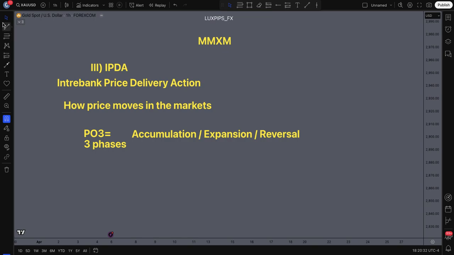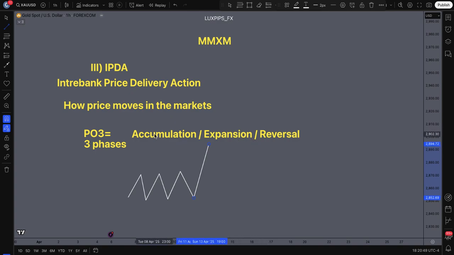Basically, I'll give a quick illustration on this too. Accumulation is consolidation. Expansion is when it expands. Where does it expand to?